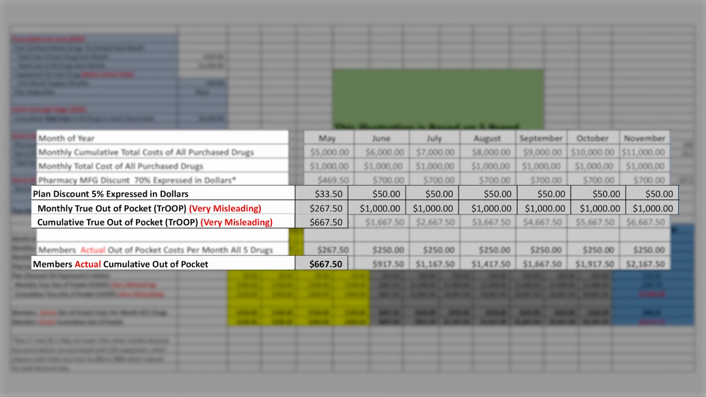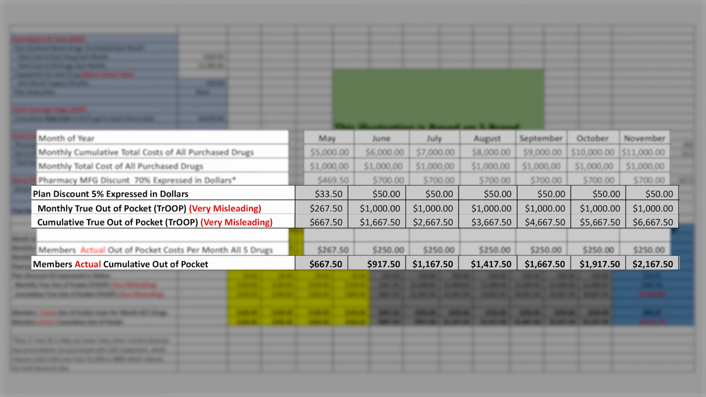Also note in May that the cumulative TrOOP on line 29 and the cumulative actual out-of-pocket on line 32 both increased to $667.50. Every month thereafter, you will notice an ever-widening difference between TrOOP and actual out-of-pocket. The reason for this is every month beginning in June on lines 26 and 27, there are a total of $750 in discounts that will apply to the TrOOP even though they will not cost the member a penny.